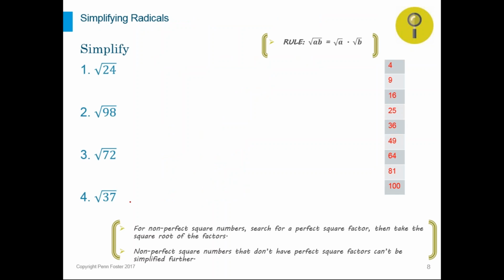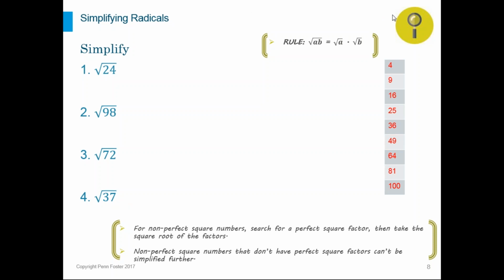Okay, so let's then learn how to simplify a radical expression or a radical. Now, the first question is the square root of 24. The first question that may come to your mind is, how can I simplify that? It's just the square root of 24. What should I do more to make it in simplest form?